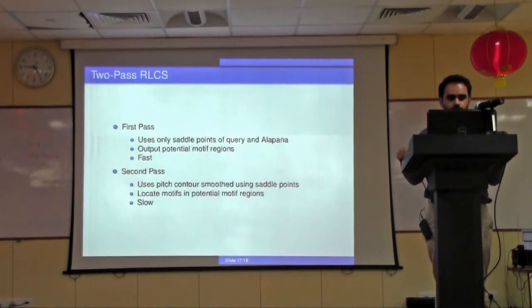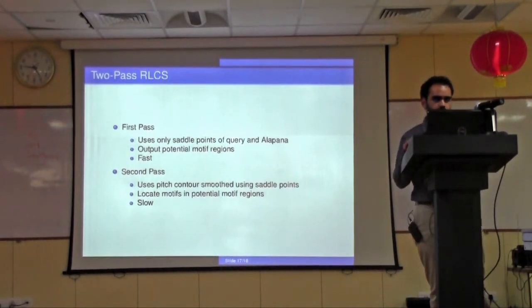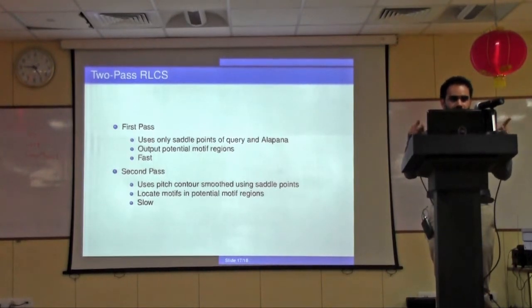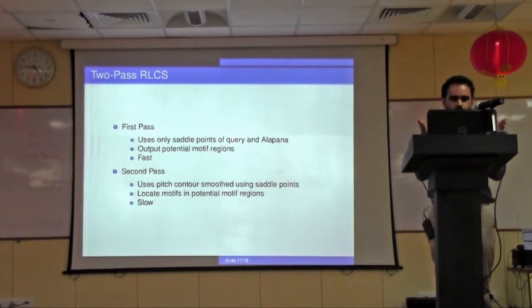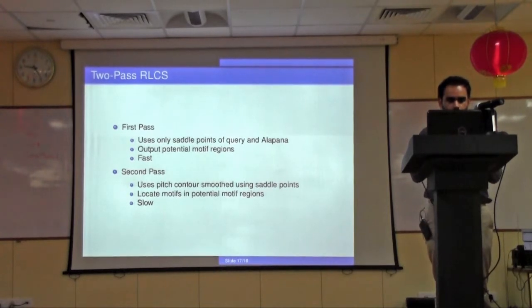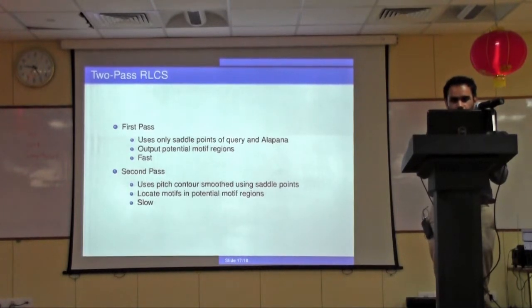This part is slow. So in these two passes, in the first pass we are reducing, let's say our Alapana is of 10 minutes, our search space to 3 or 4 minutes, and we are only looking in those areas. These 3-4 minutes are very important. Here the chances that the motif is present are higher than in other areas. So we run a very fast algorithm and reduce our search space, then we precisely match the pitch contour and localize the motif in the potential motif regions.